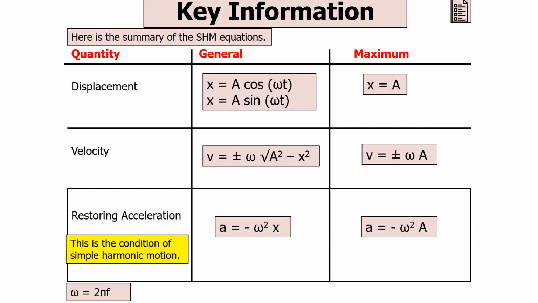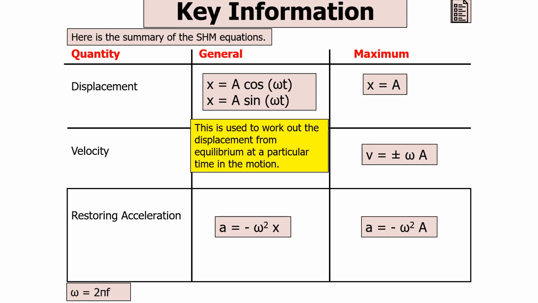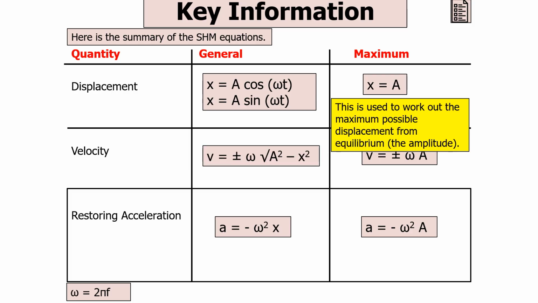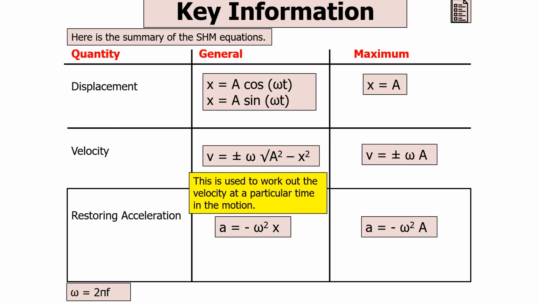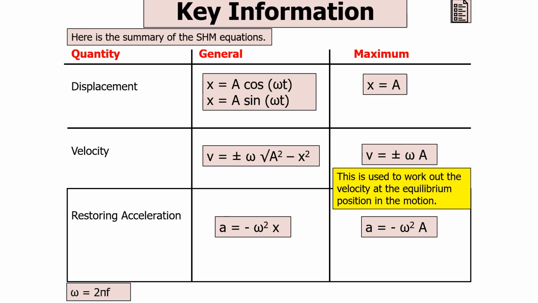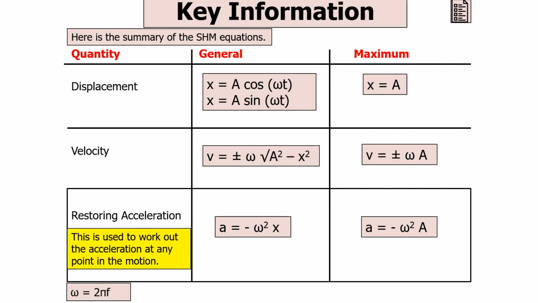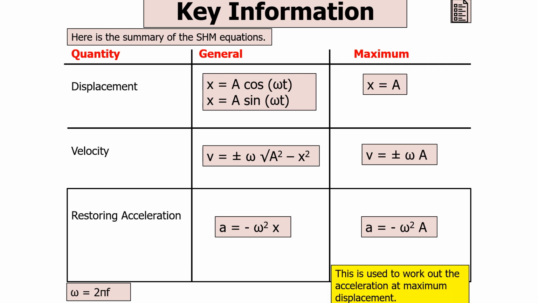Remember, our restoring acceleration equations give us the condition of simple harmonic motion. The equation we can see up here is used to work out the displacement from equilibrium at a particular time in the motion. This equation is used to work out the maximum possible displacement from equilibrium, the amplitude. This equation is used to work out the velocity at a particular time in the motion, whilst this equation is used to work out the velocity at the equilibrium position. And like we said here, these equations can work out the acceleration at any point in the motion, whilst this can work out the acceleration at maximum displacement.